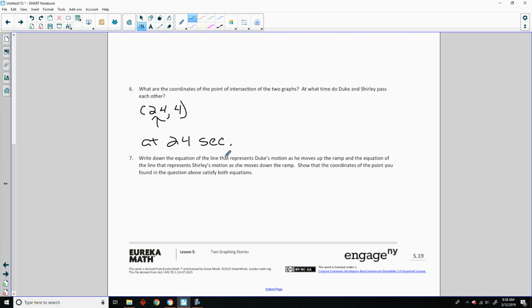Write down the equation of the line that represents Duke's motion as he moves up the ramp and the equation of the line that represents Shirley's motion as she moves down the ramp. Show that the coordinates of the point you found in the question above satisfy both equations.